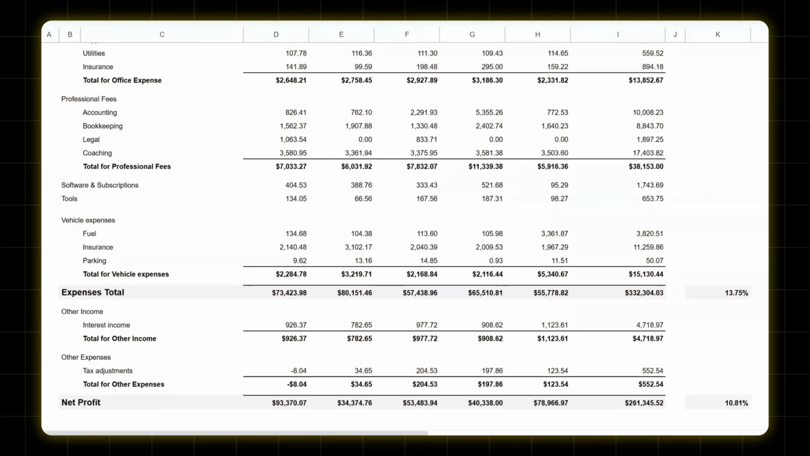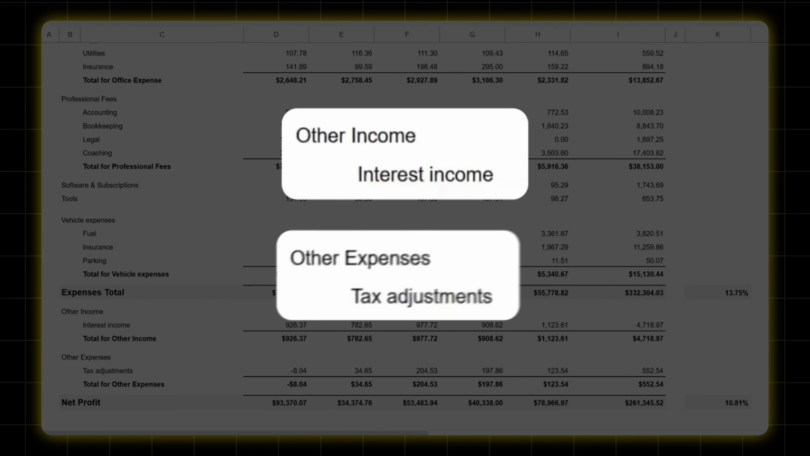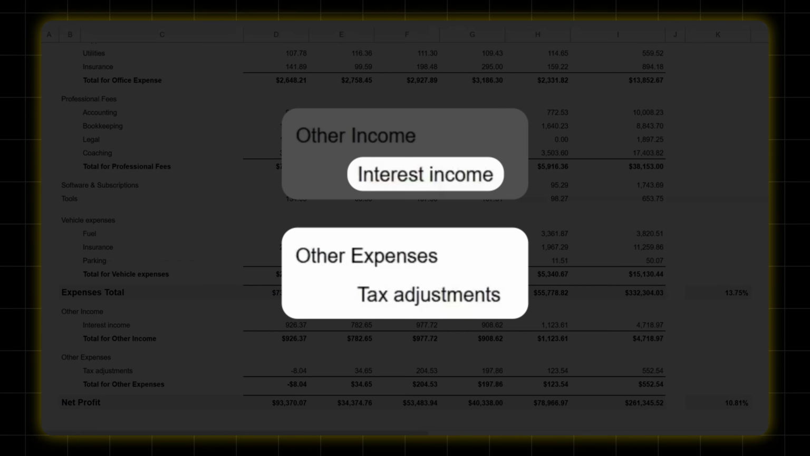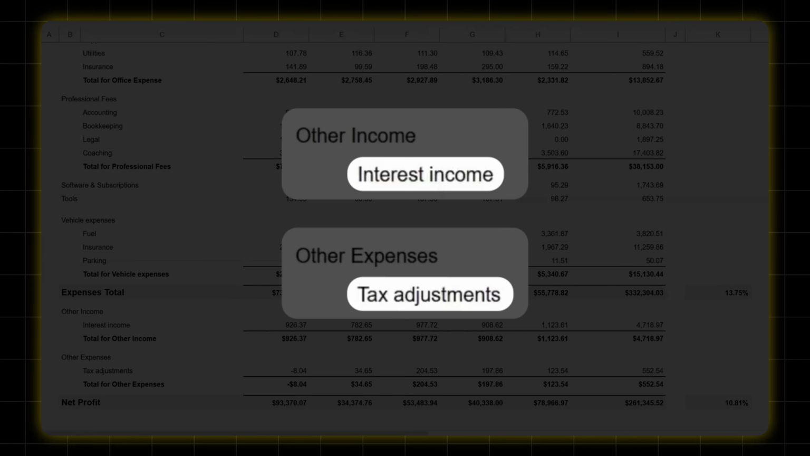Now, before we wrap up, there are 2 other lines of your P&L that are worth mentioning here: other income and other expenses. They capture things like interest on corporate accounts and tax adjustments. They live here, so they factor into your bottom line number without distorting your overhead ratio to total income as well as your gross profit.